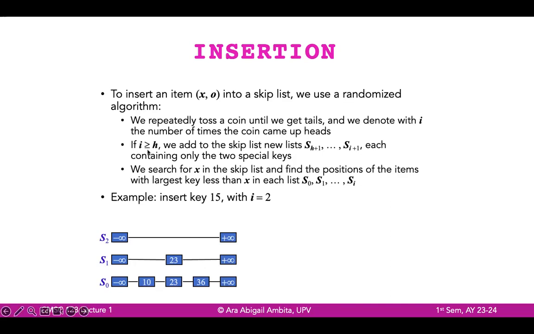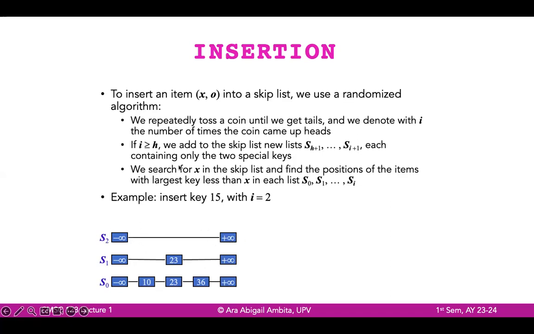If i is greater than or equal to h, so essentially we are going to compare it with the number of lists that we have. In this case, h would be equal to 2 since we have 3 sublists here, and we started counting from 0. So if we have tossed 3 times before getting a tail, that means that we are going to add new lists to the skip list, S of h plus 1 until S of i plus 1, each containing only the 2 special keys, negative infinity and positive infinity.